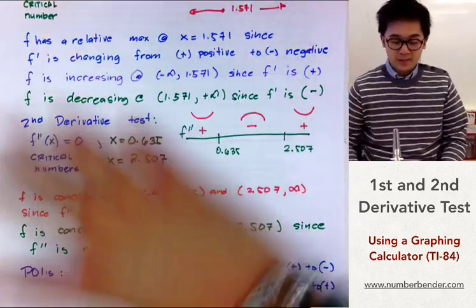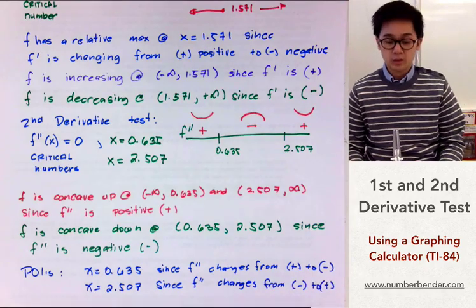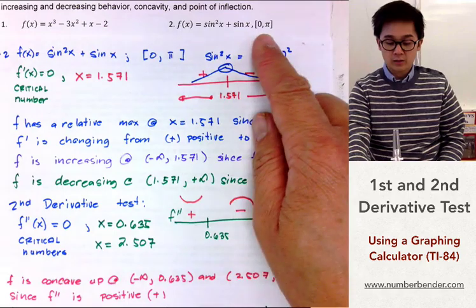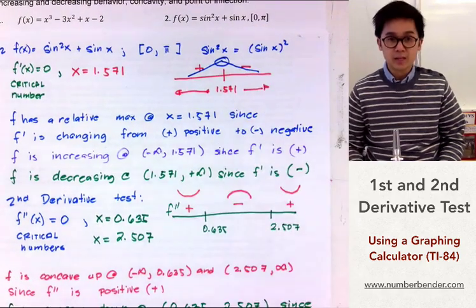So this is our analysis for the function sine squared x plus sine x on the interval 0 to pi using TI-84.